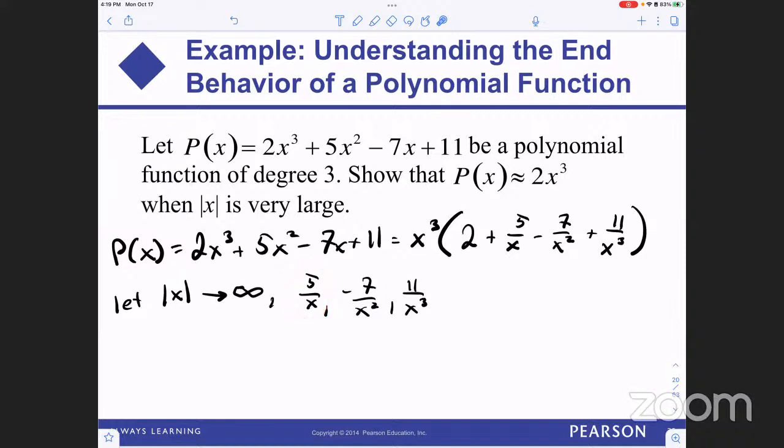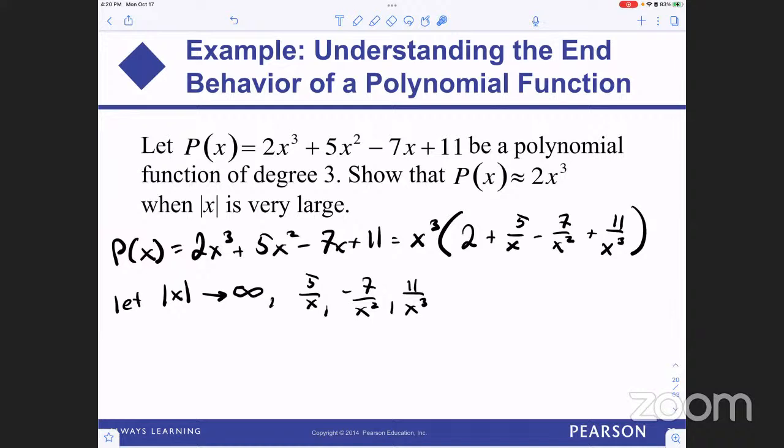Let's play with some numbers, right? For instance, if x were 1, what's this answer? What's 5 divided by 1? 5, right? Say x is 10. What's 5 divided by 10? 5 over 10, what does that reduce down to? 0.5, or 1/2, right? So when x was 1, it was 5. When x was 10, we got a half.